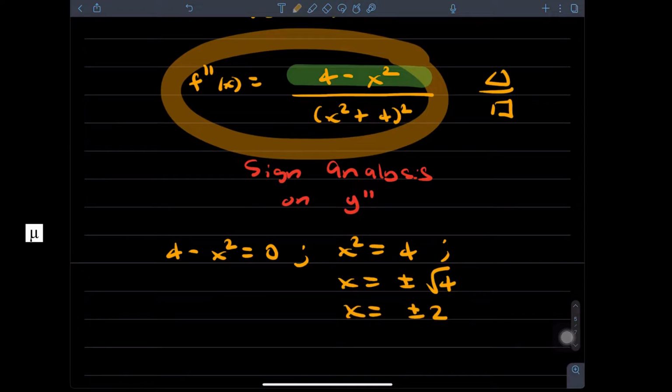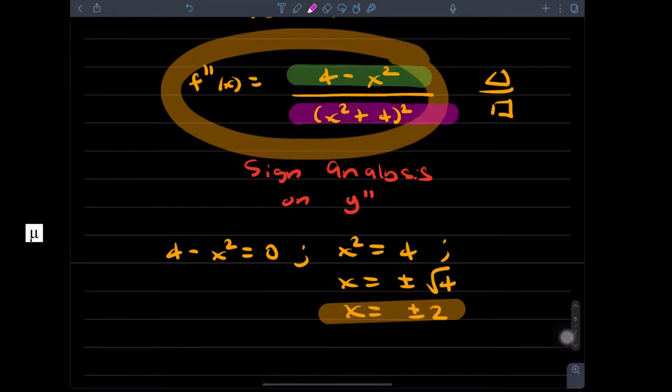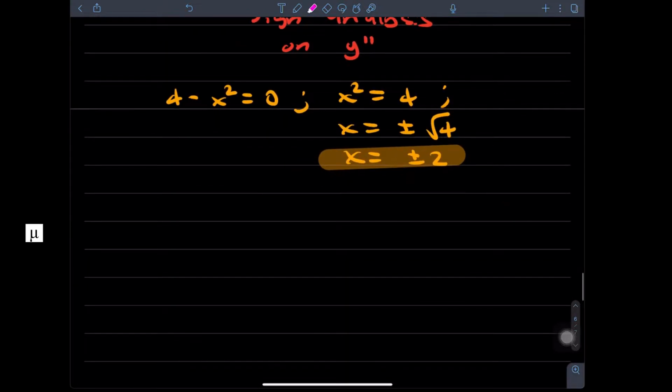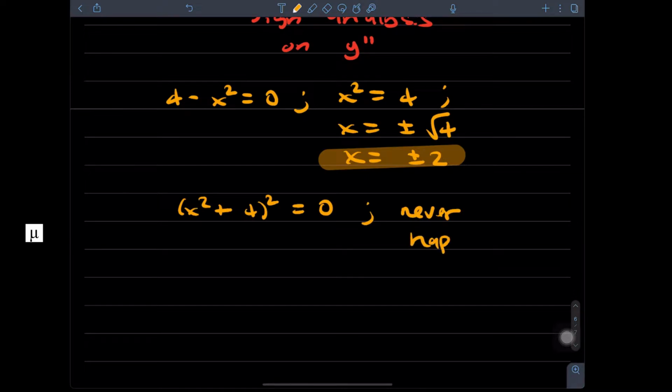Okay, so I'm going to keep a different color, though. What about the denominator? What do you guys notice about this here? What do you guys remember about that denominator? X squared plus 4 squared, right? Is that equal to 0? What do we say? Never happens. What I'm saying is your denominator is never equal to 0, at least not for a real number.